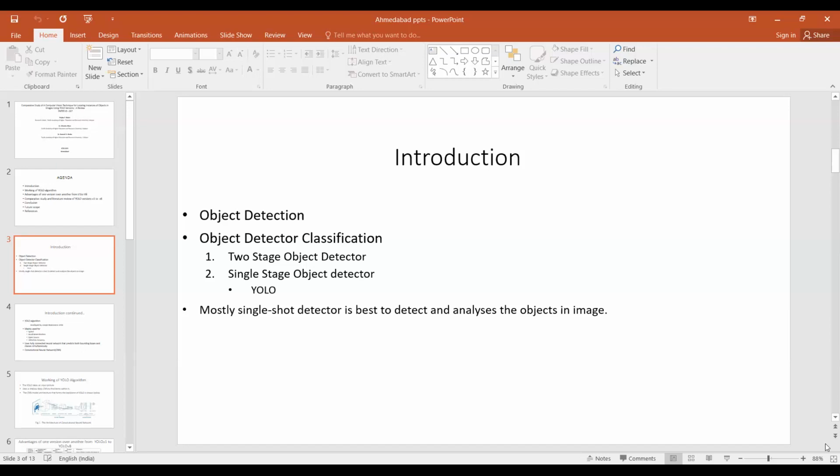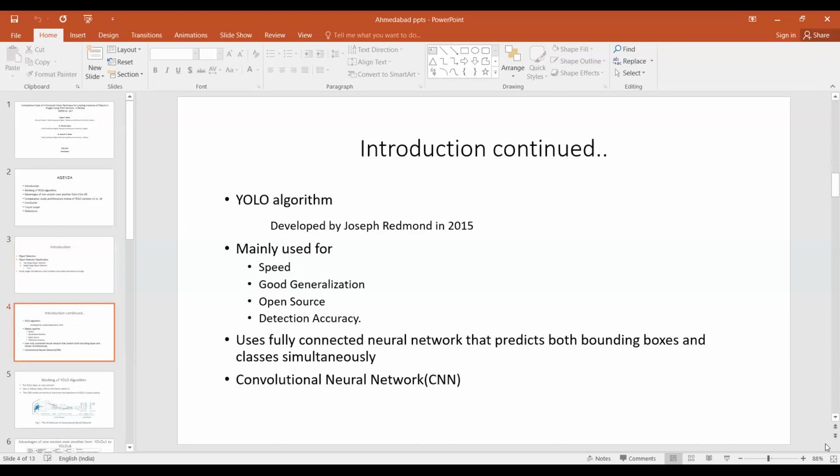YOLO is an instant detector that performs visual analysis using a fully convolutional neural network. Mostly, the single shot detector is the best to detect and analyze the objects in an image. So let us focus on the YOLO algorithm. The YOLO algorithm was developed by Joseph Redmon in 2015. The YOLO model is mainly used for object detection due to its speed, good generalization, open source, and detection accuracy.